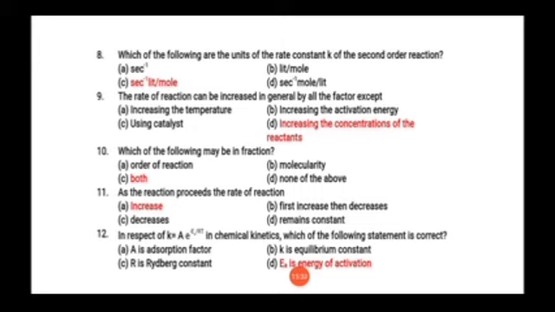Next question, that is question number 12. In respect of K is equal to A into e raised to minus E upon RT in chemical kinetics, which of the following statements is correct? The options are: A is adsorption factor, K is equilibrium constant, R is Rydberg constant, and E is energy of activation. So as we have discussed in the Arrhenius equation, here EA is activation energy. So the correct answer is option number D. EA is energy of activation.